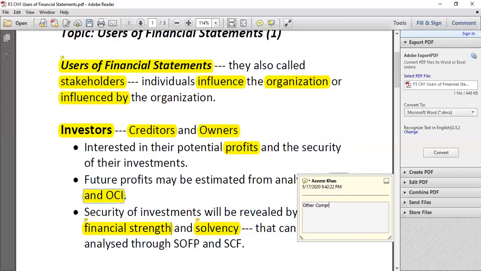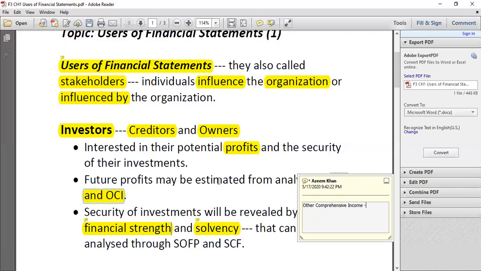So what is the difference between SPL and other comprehensive income? We will study it in detail in the upcoming chapter. In simple terms, in SPL we are showing all the realized income and expenses.